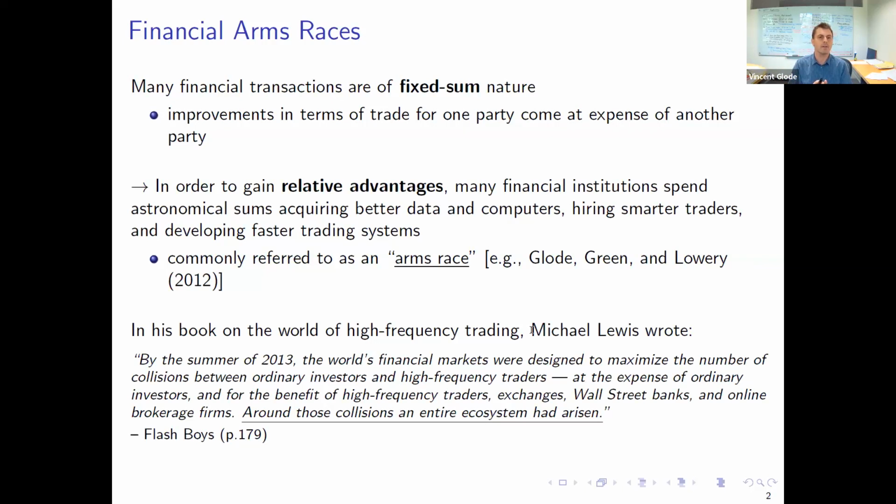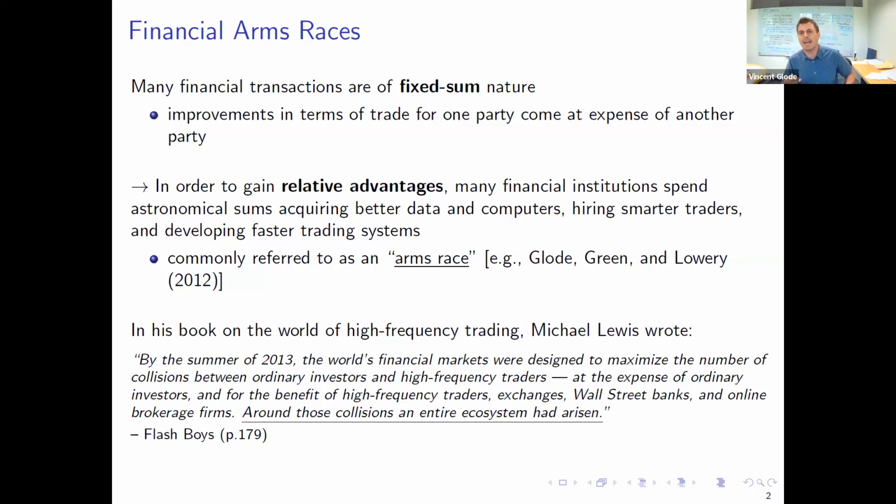And in Michael Lewis's book, Flash Boys, Michael Lewis wrote, "By the summer of 2013, the world's financial markets were designed to maximize the number of collisions between ordinary investors and high-frequency traders, at the expense of ordinary investors and for the benefit of high-frequency traders, exchanges, Wall Street banks, and online brokerage firms. Around those collisions, an entire ecosystem had arisen."